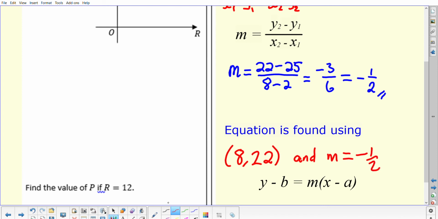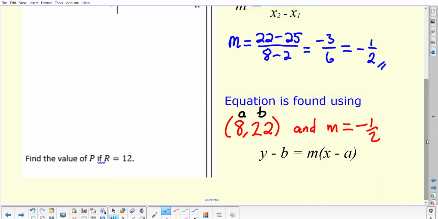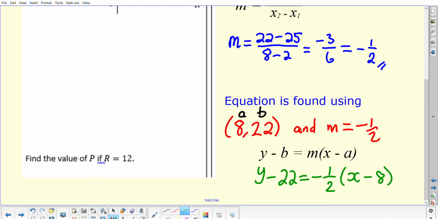But I could have chosen the other point as well, but this is what I mean by the a and the b. Whatever point you use for the line, you can choose any of them. So we could have done exactly the same with the other one. So now I'm going to go y, take away, replace the b with the 22, equals, and our gradient is negative a half, and we've got x minus the a value, which is the 8.